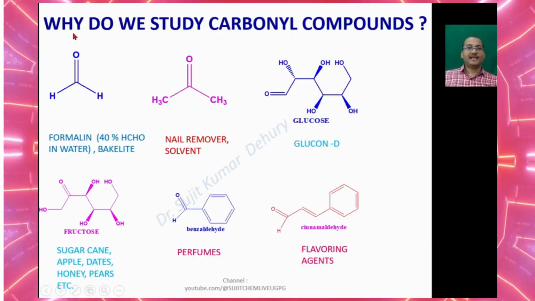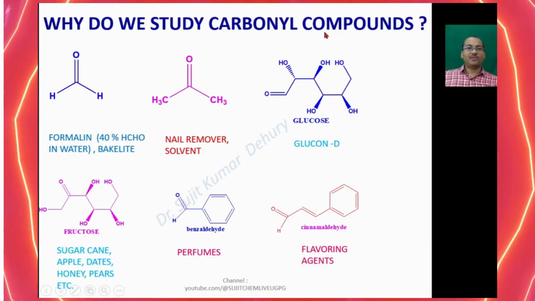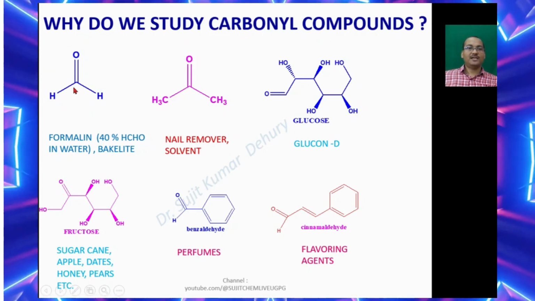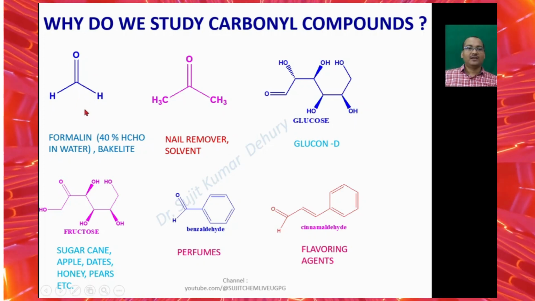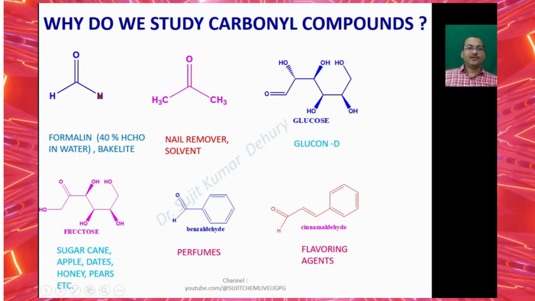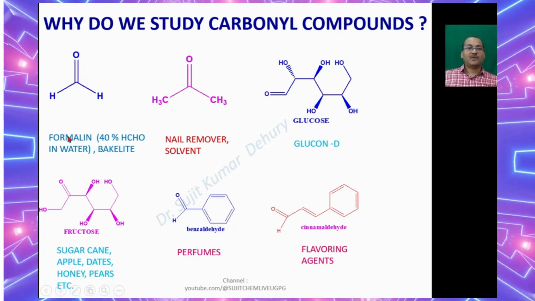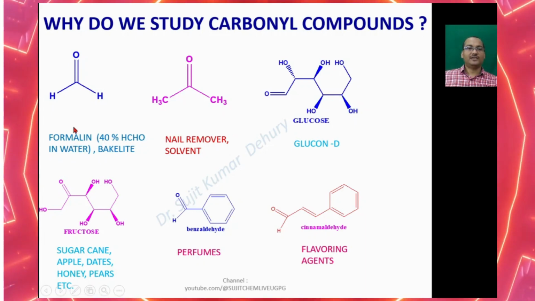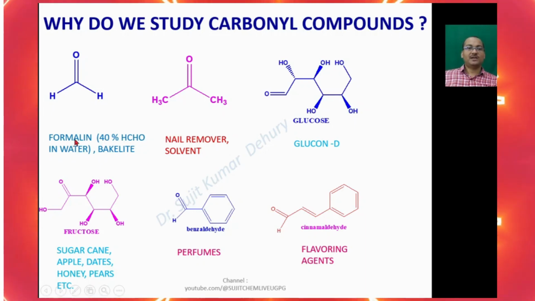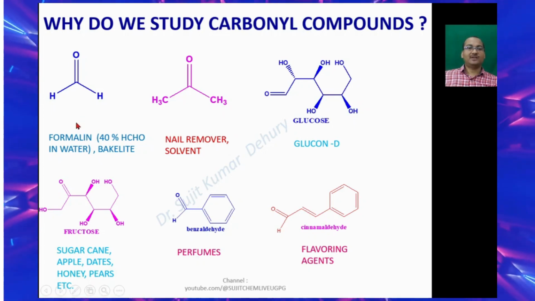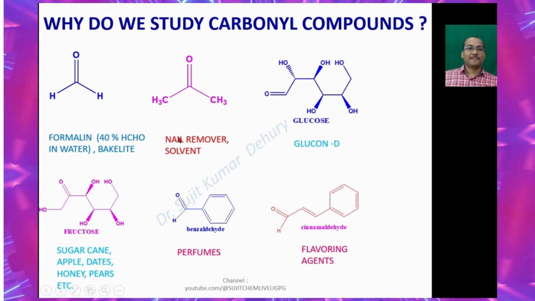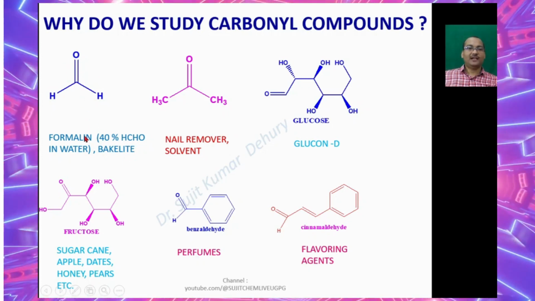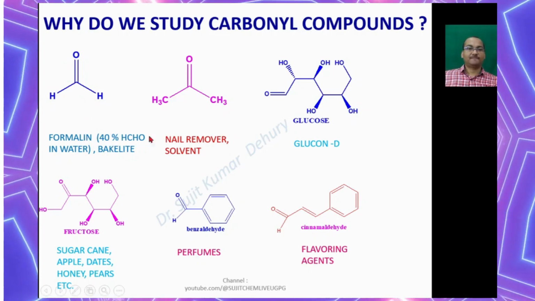So the next question arises: why do we study carbonyl compounds? Let's take a simple example. The first compound is formaldehyde, HCHO. Formalin contains 40% formaldehyde in water. This is used to preserve medical samples as well as biological specimens. Similarly, it is used to prepare bakelite, the phenol formaldehyde resin.